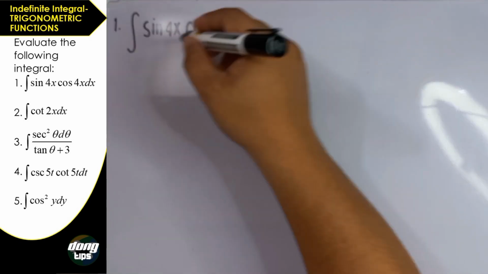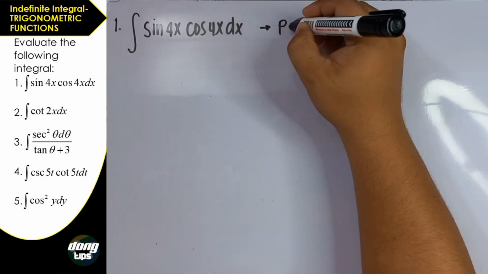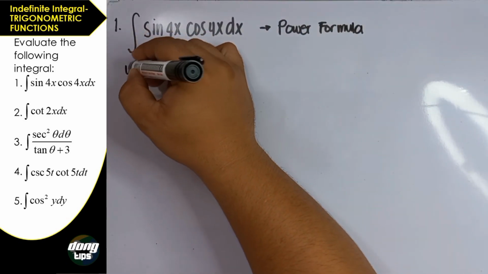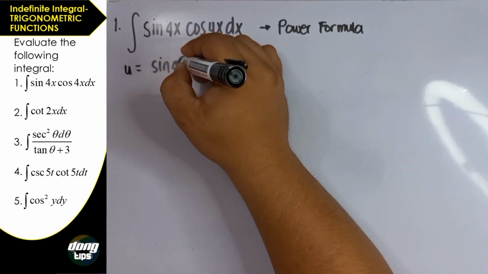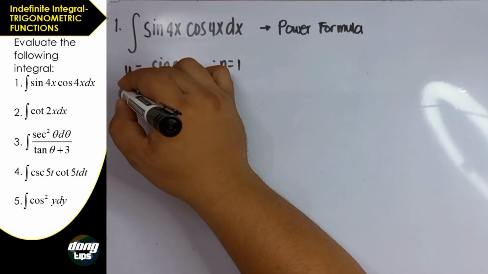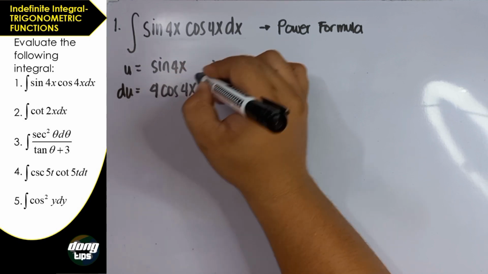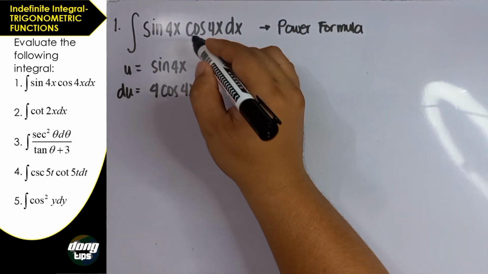Since there are two trigonometric functions, and one can be the value of u, and the other can be the derivative, we will use the power formula for this one. First, let's assign the function sine of 4x as u, and n should be 1. Then, get the derivative of u, that is 4 cosine of 4x dx.